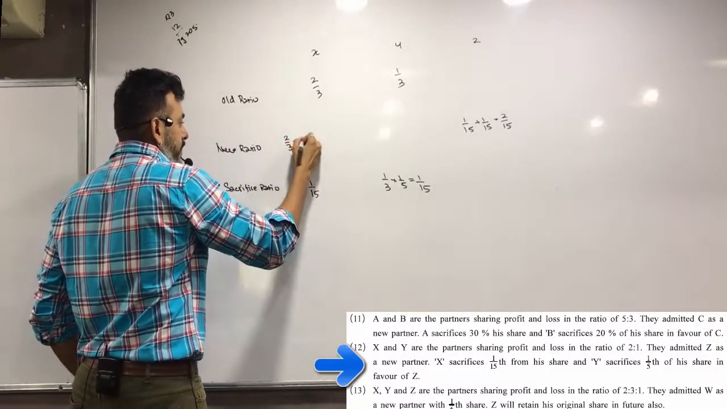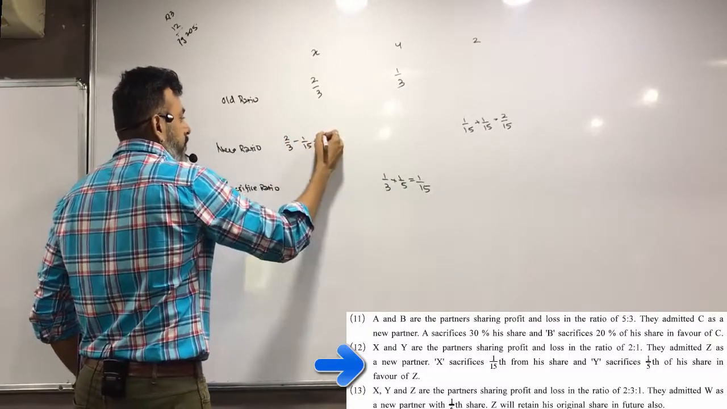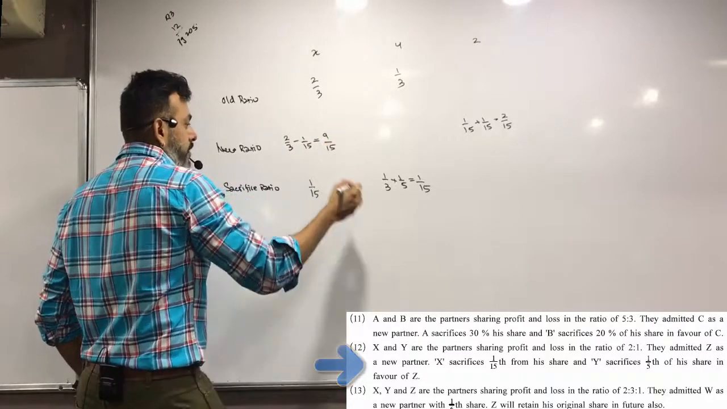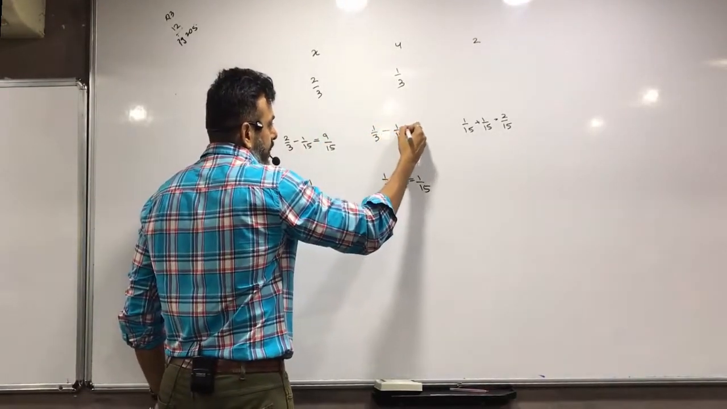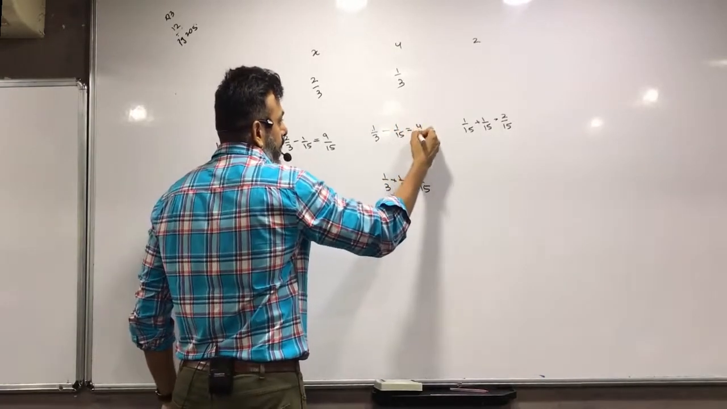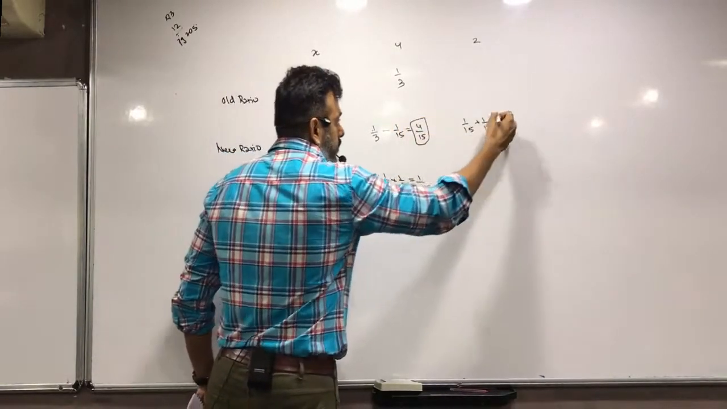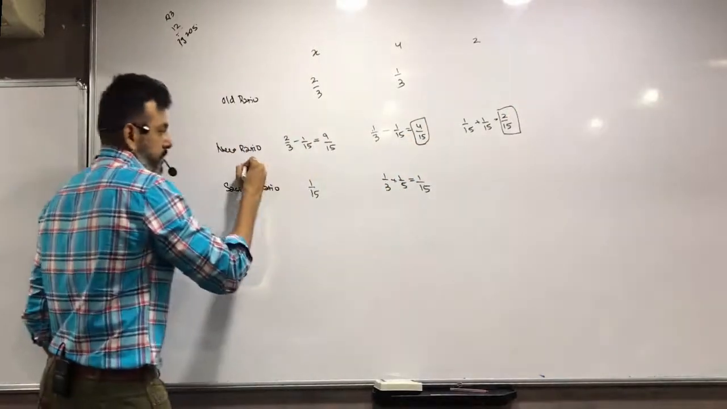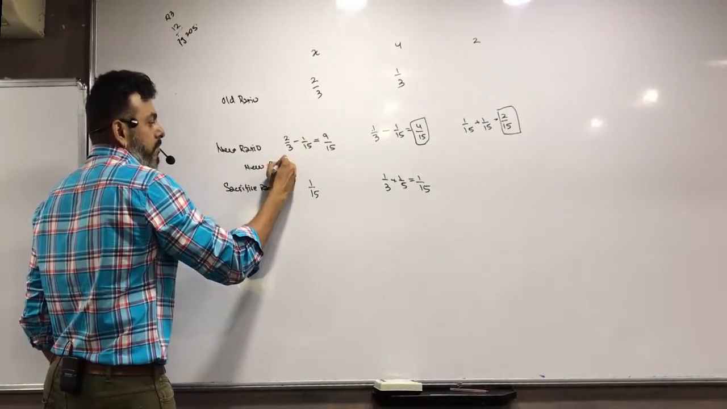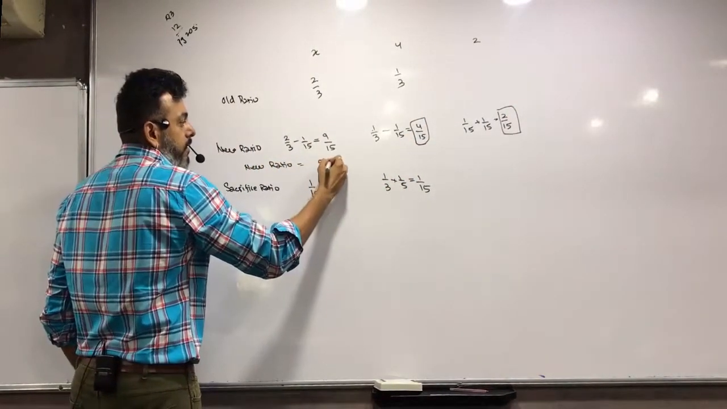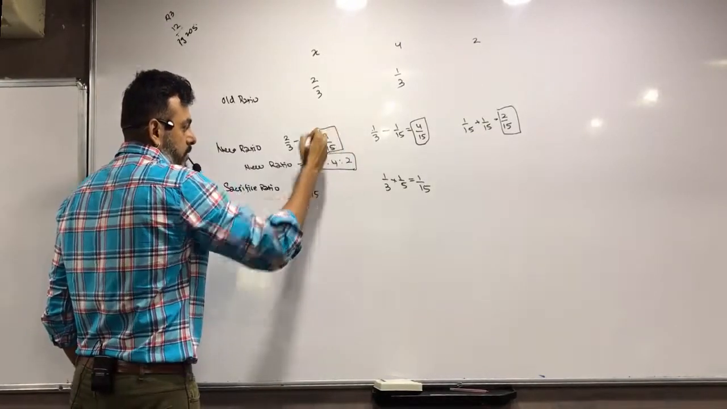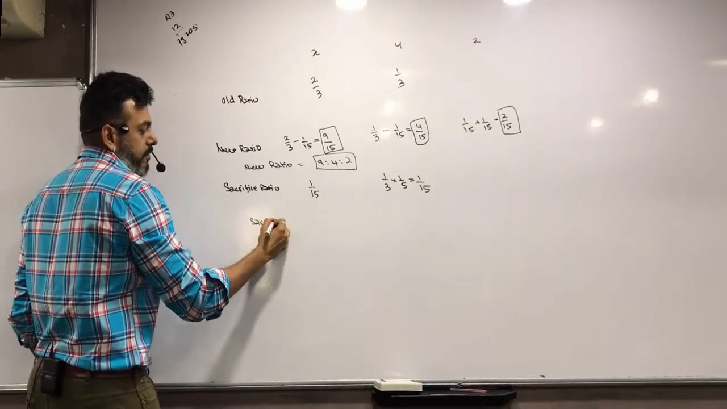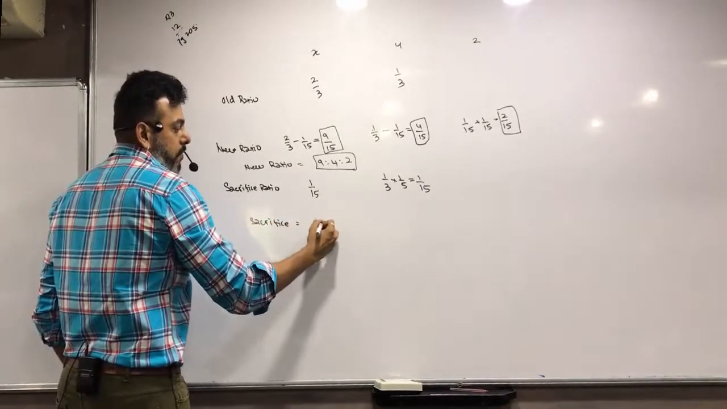2 by 3 minus 1 by 15: 10 minus 1, 9 by 15. Y, 1 by 3 minus 1 by 15, so 5 minus 1, 4 by 15. So the new ratio is 9:4:2 and sacrifice 1:1.